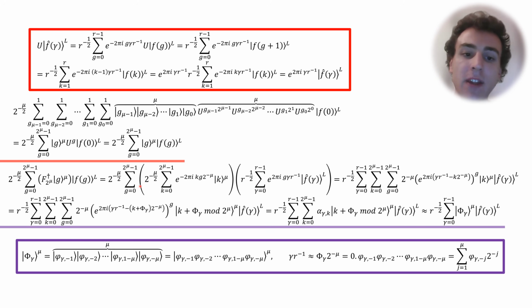And what about this exponential factor? Well, we have e to the 2 pi i showing up in both of these factors, and we can also see g showing up. So over here, we can see gamma times r to the minus 1/2. That's showing up over here. And then we're subtracting off k times 2 to the minus mu. So that's inside these brackets over here.